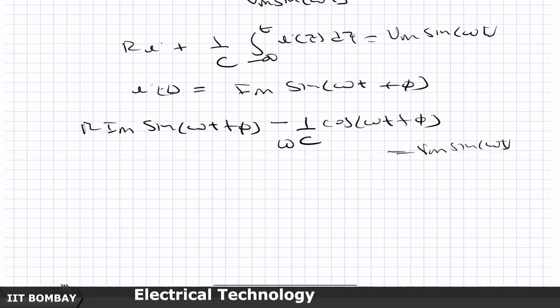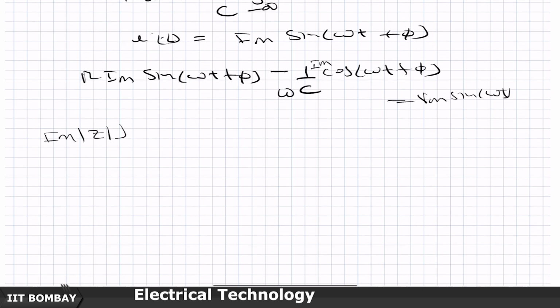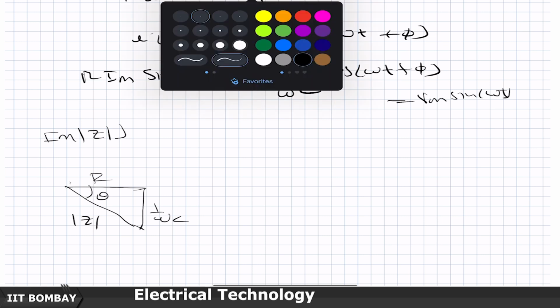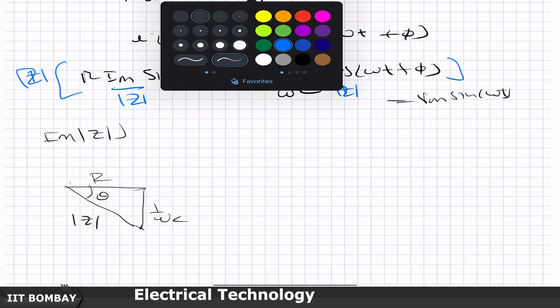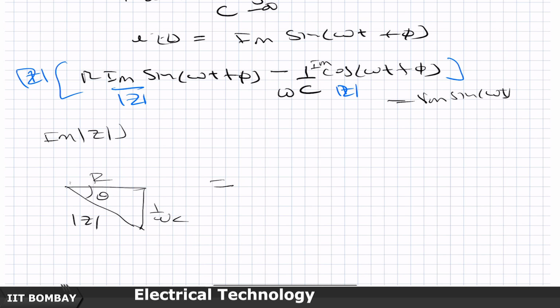And now let me take Im and Z common, and this is going to be R. This is because it is minus 1 by omega C, so I am drawing it the other way around, and this is going to be my theta. So I am going to take this as Z. So again I am going to multiply and divide by Z, and take Im also as common.